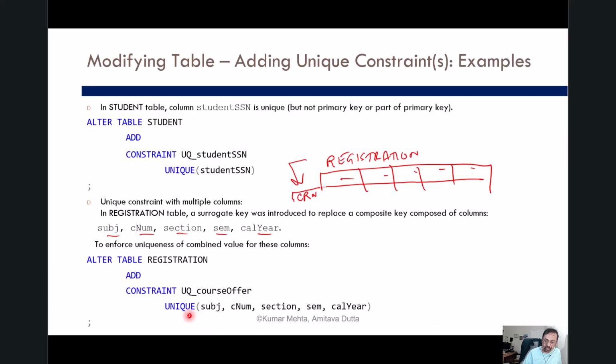So what this command is telling the database management system is that the combination of these 5 attributes should be unique. So you could have 2 rows in the registration table where the subject number is the same, where the course number is the same. You could have 2 rows where the calendar year is the same, but you will never have 2 records in the registration table where all 5 of these attributes are the same. Why? Because those 5 attributes together are supposed to be unique. That's what this constraint is specifying.